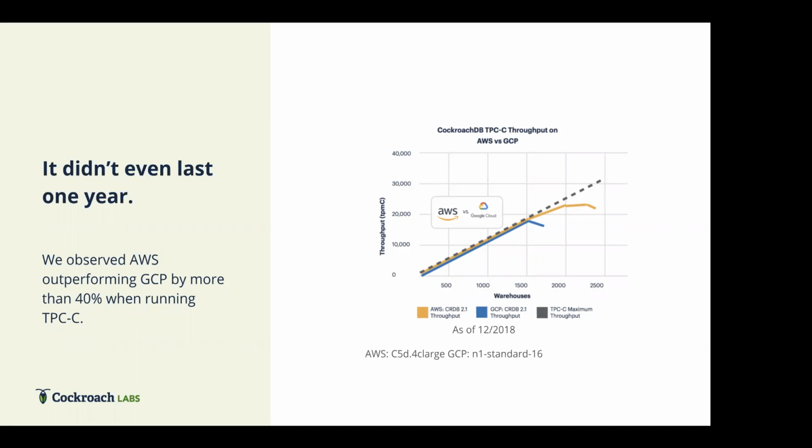What's interesting is that in this chart on the right part of my screen, it discusses TPC-C, a throughput benchmark that we'll talk more about. It shows basically that AWS was about 40% better than GCP when running TPC-C. So the takeaway from this slide is that the results we had in 2017 about GCP didn't even last 1 year. This is because of the continual investment from the cloud providers in improving their machines and their performance, making them better and better.